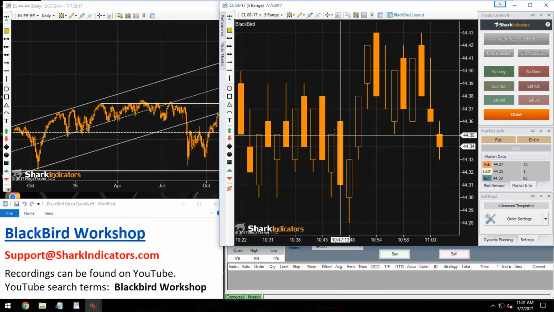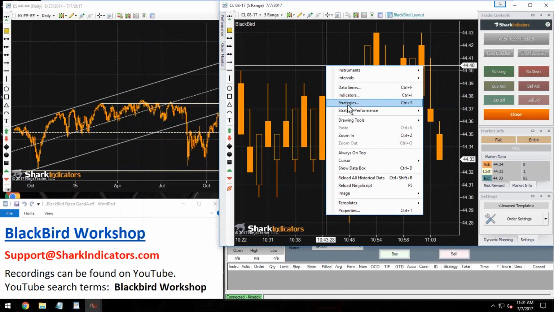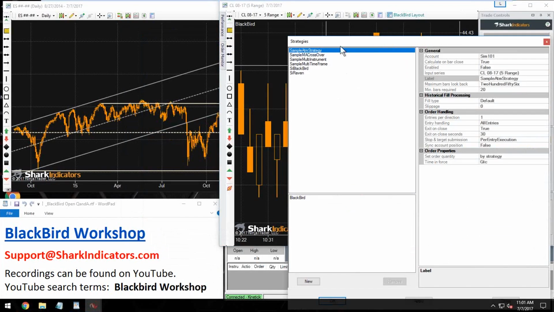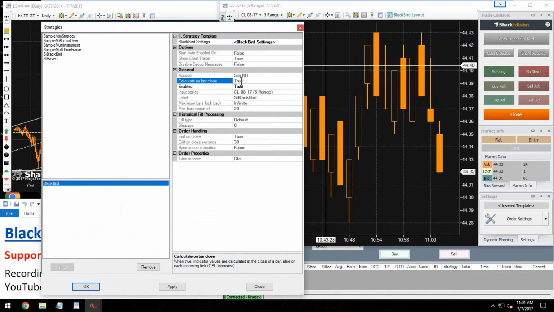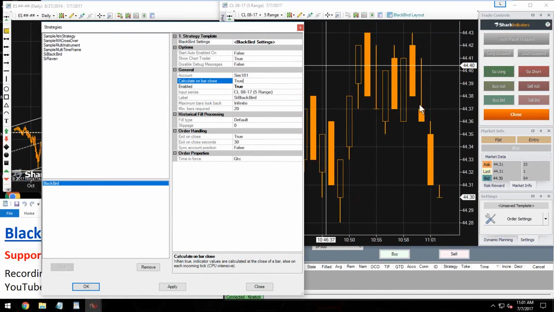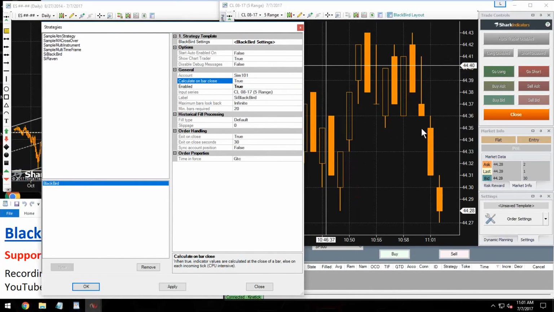So let's back up here. What we're talking about is if we go into our strategy window and take a look at BlackBird, this NinjaTrader setting, calculate on bar close, whether it's set to true or false. So when it's set to true, normally what that means is that things only calculate when the bar closes. So nothing gets calculated while the bar is building or on a tick-by-tick basis.